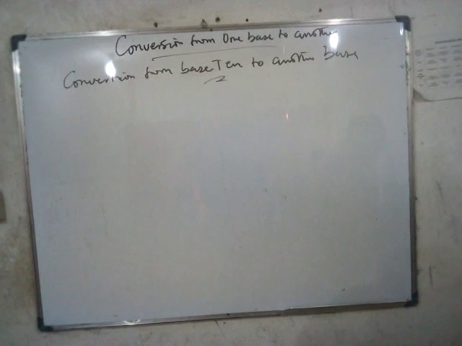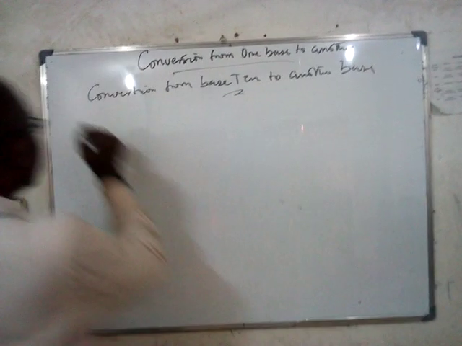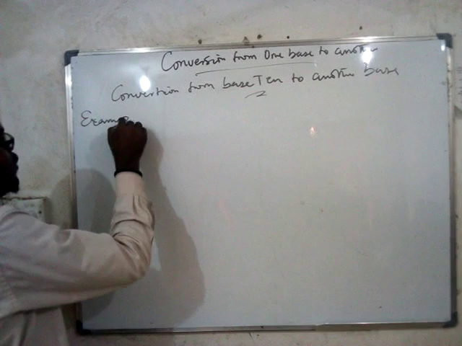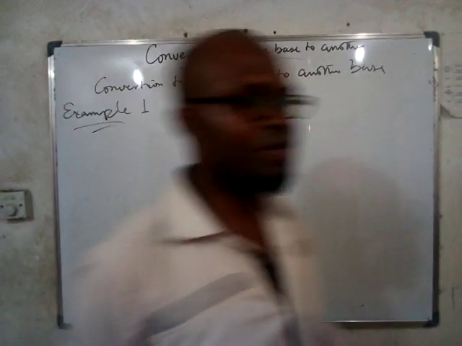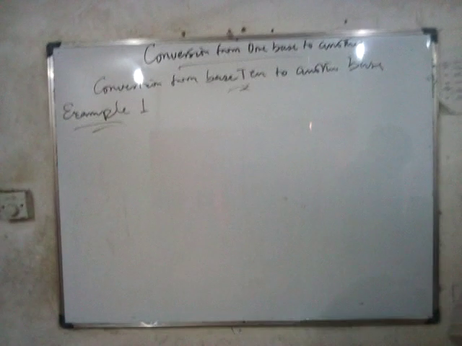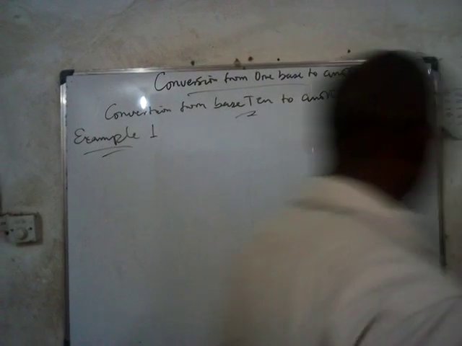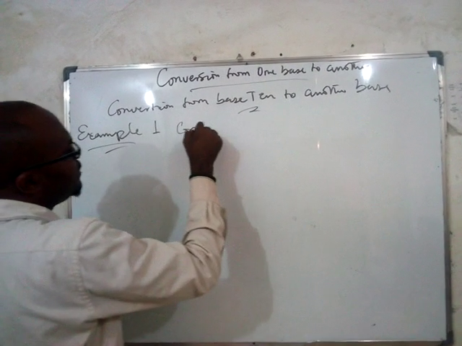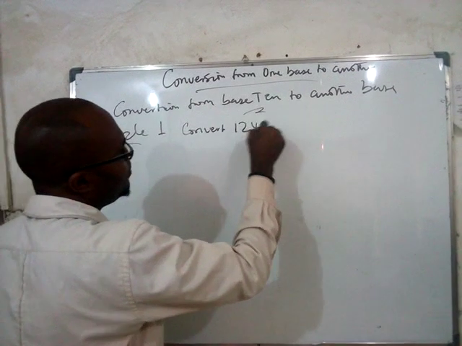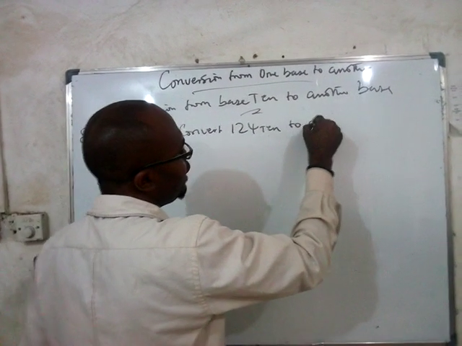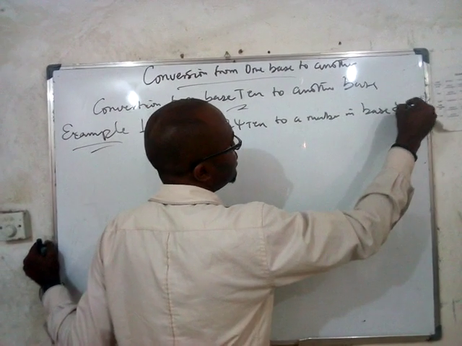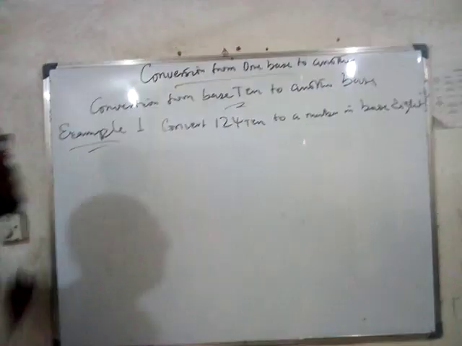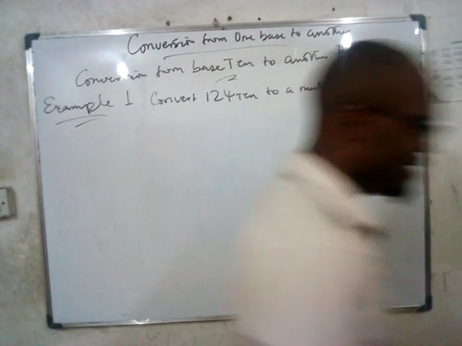That is what we are going to be starting with, converting from base 10 to another base. And we are going to be demonstrating it using an example. Write that on the board. So let's convert 124 base 10 to a number in base 8. That is what we are going to be using to illustrate this.